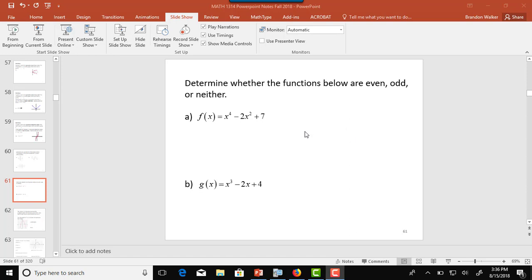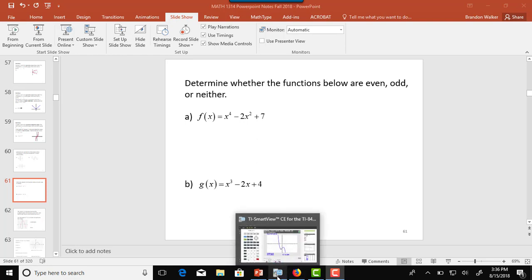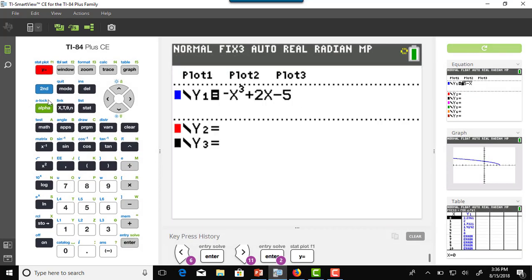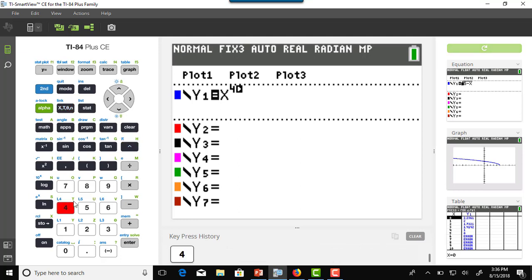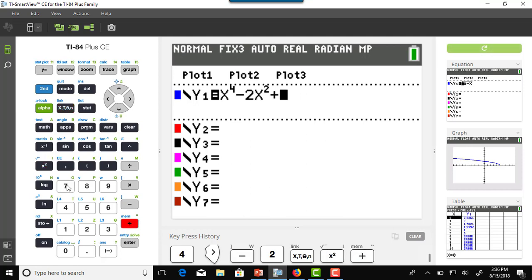So f of x equal to x to the fourth minus 2x squared plus 7. If I wanted to determine whether that function was even or not, I could do it algebraically, but also graphically, I could graph this function in my calculator. So I can come in here to my y equals, and I can type in that function. Let me get rid of my other function from my previous video. So this would be x raised to the fourth power. Move your cursor over. So x to the fourth minus 2x raised to the second power and then plus 7.